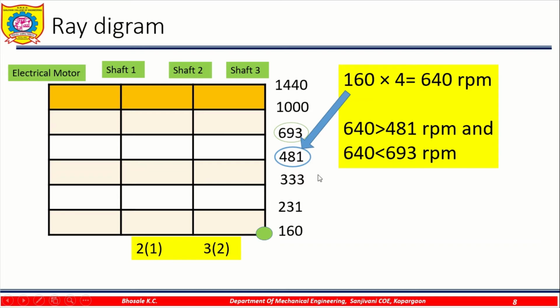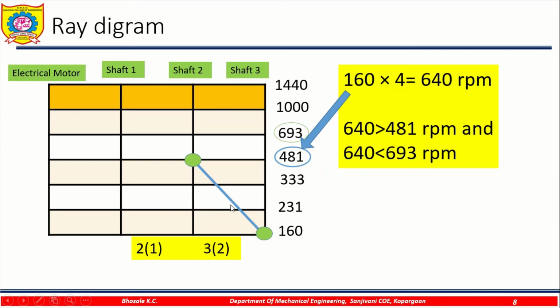So we'll select the speed 481 on shaft number 2. If you select 693 on shaft number 2, it will violate the range ratio restriction. So we'll select a speed lower than that, 640. So it is 481. We'll select the node point on shaft number 2 and then join the line.